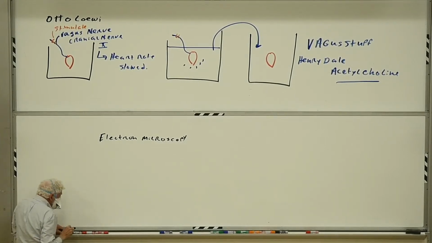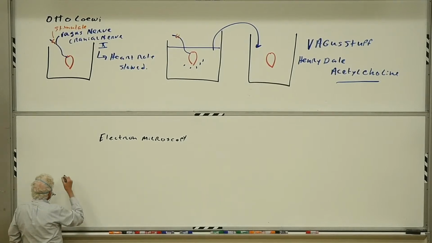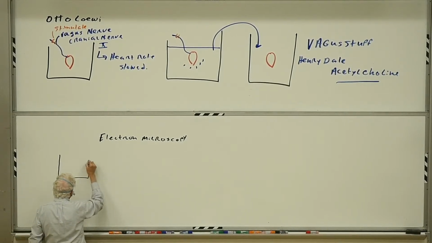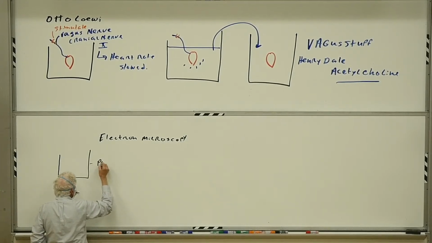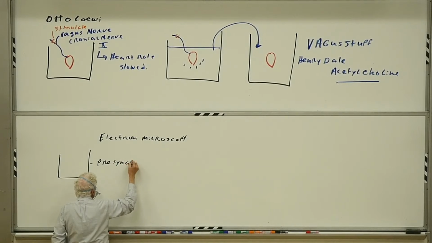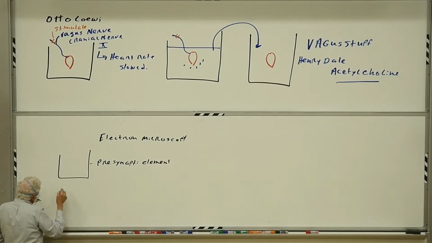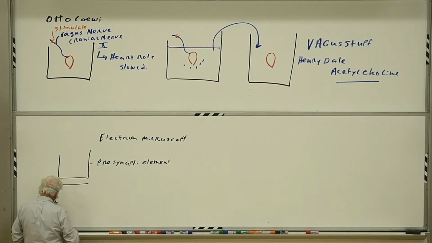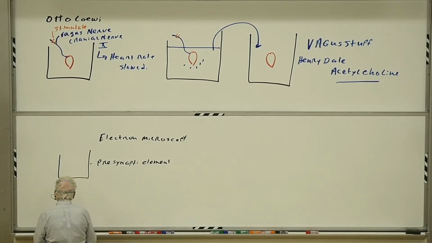Electron microscopy allowed people to look at the nervous system at a level of resolution that had never been seen before. And when they did that, they found something consistently true. Whether they were looking at the neuromuscular synapse that I showed you a picture of a moment ago, or whether they were looking in the central nervous system, what they found is that there was a presynaptic element. And then right next door to the presynaptic element was the postsynaptic element.